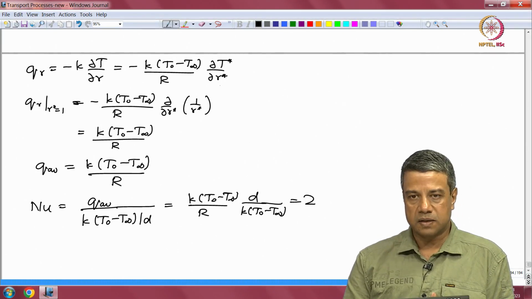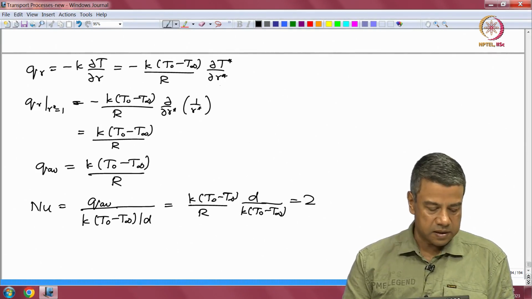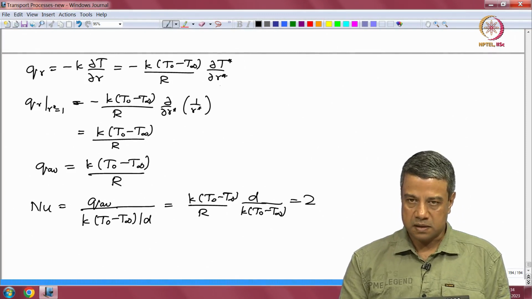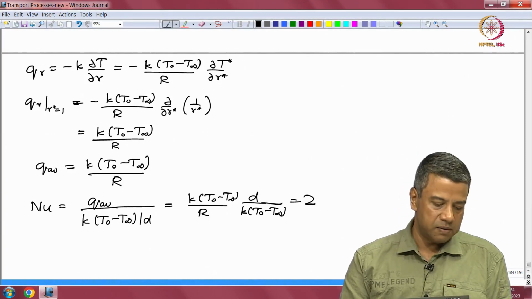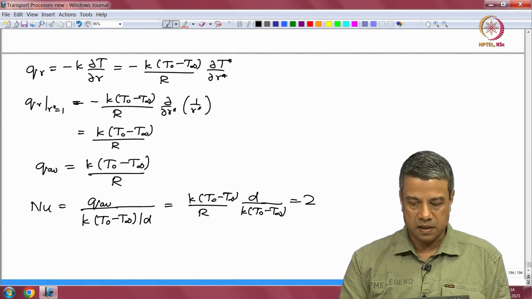So, I will continue this in the next lecture, spherical coordinate system. First, we will look at conduction from a sphere, and then we will look at conduction from a spherical shell. I will continue this in the next lecture. I will see you then.